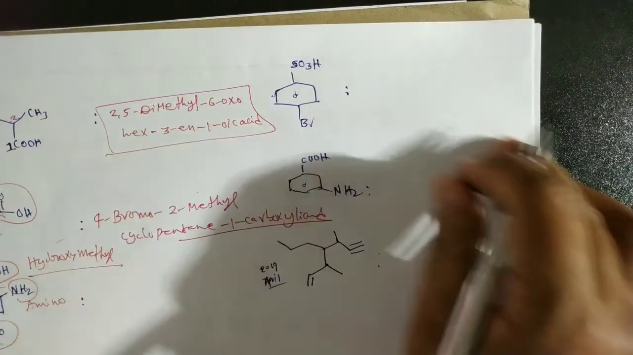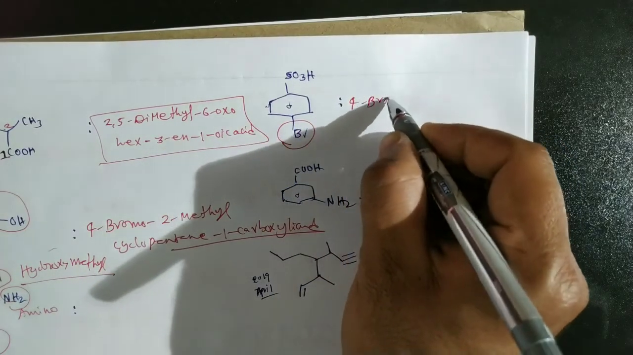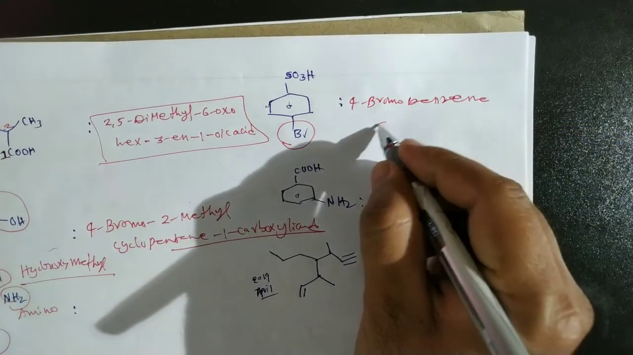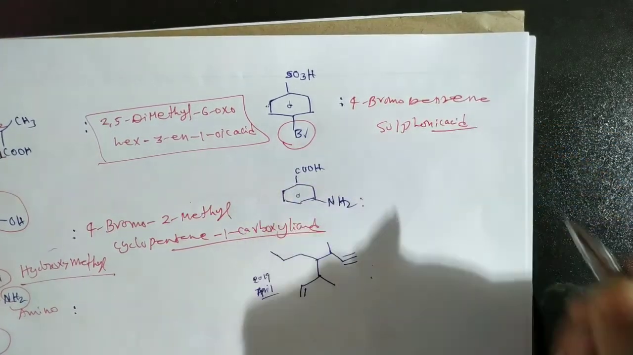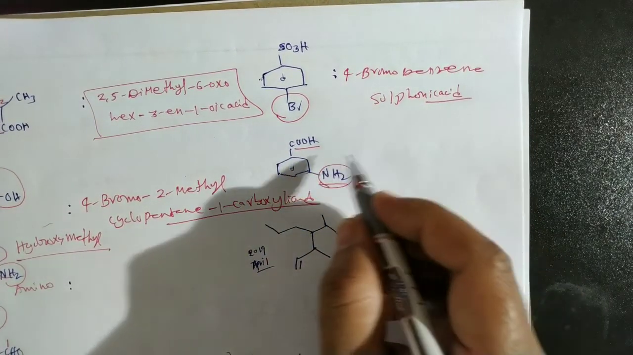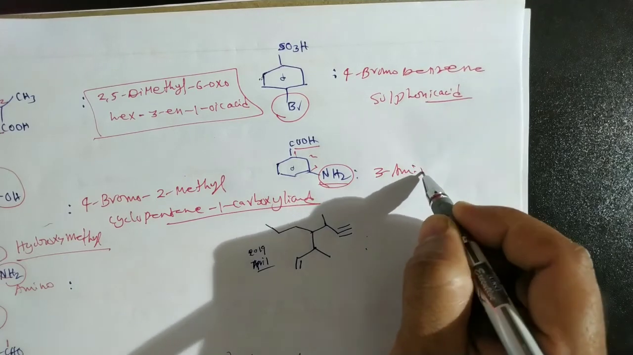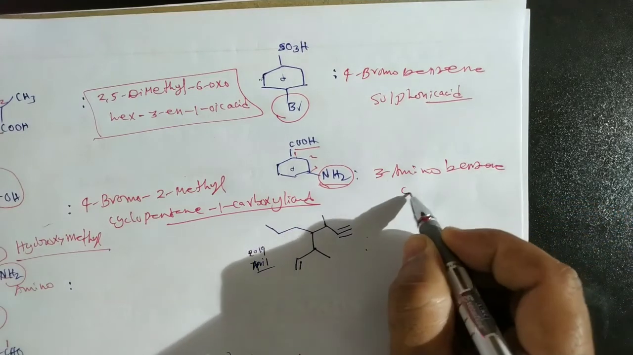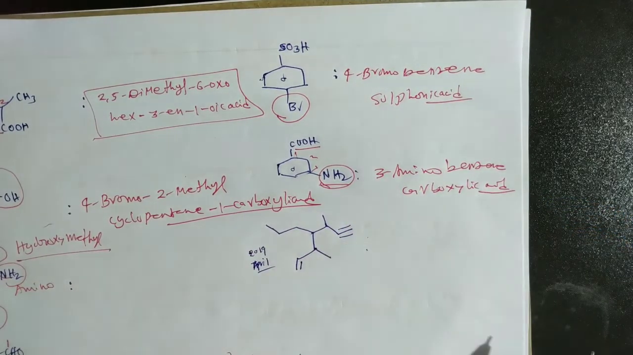Next here see this one, bromine and SO3H. Bromine is a substituent here, so 4 bromo benzene sulfonic acid. Okay, here in this case COOH and NH2, NH2 is a substituent, so 1 2 3, this is 3 amino, 3 amino benzene carboxylic acid.